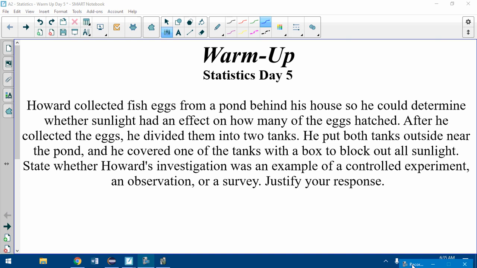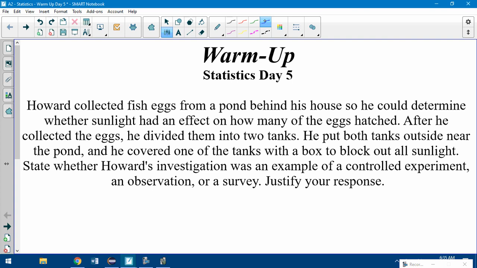Start with the warm-up. Yesterday we talked a lot about different types of surveys. So let's read through this. Howard collected fish eggs from a pond behind his house so he could determine whether sunlight had an effect on how many of the eggs hatched. After he collected the eggs, he divided them into two tanks. He put both tanks outside near the pond, and he covered one of the tanks with a box to block out all sunlight. State whether Howard's investigation was an example of a controlled experiment, an observation, or a survey. Justify your response.